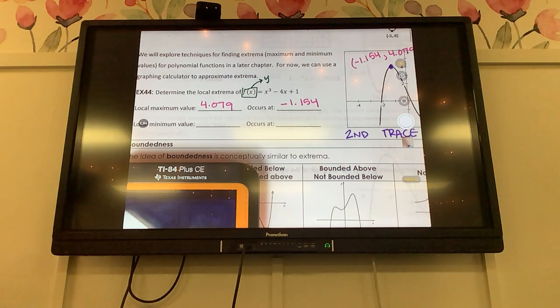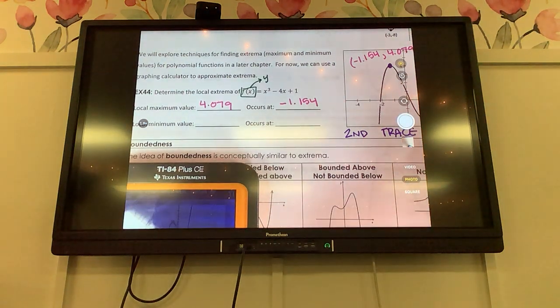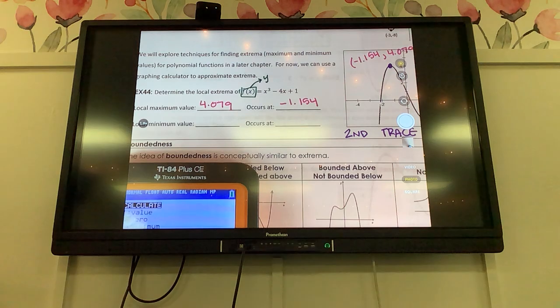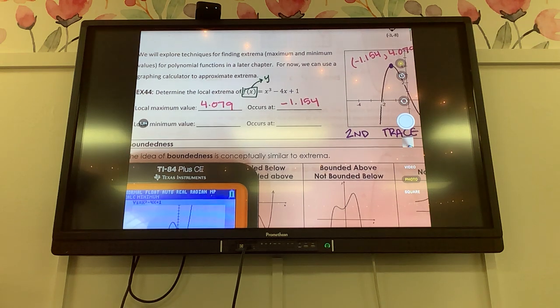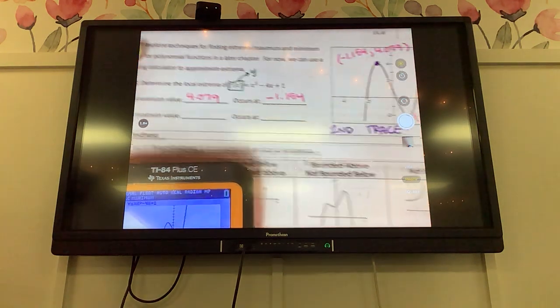All right. So negative 2.079, positive 1.155. So the local value occurs at 1.155, and then it is at negative 2.079. Perfect.